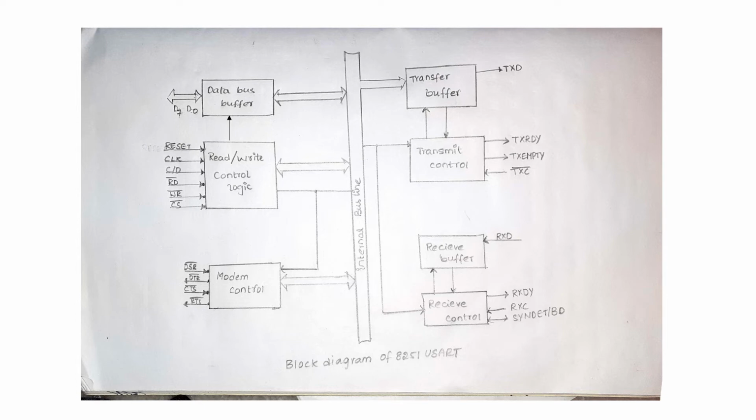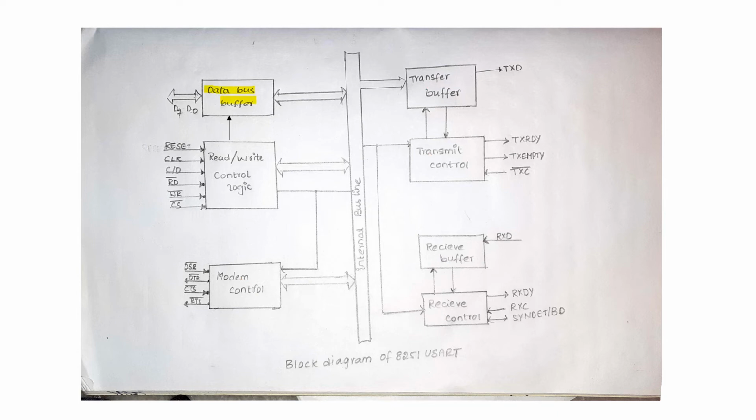This is the block diagram of USART. We can see the data bus buffer block, read/write control logic block, modem control block, transmit buffer block, transmit control block, receive buffer block, and receive control block. These are the blocks that are present in the 8251 USART.